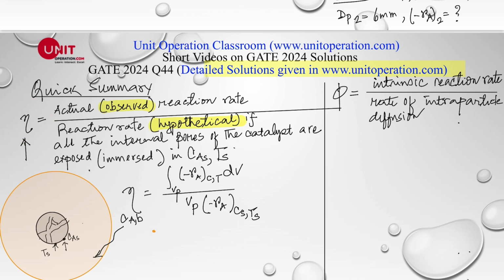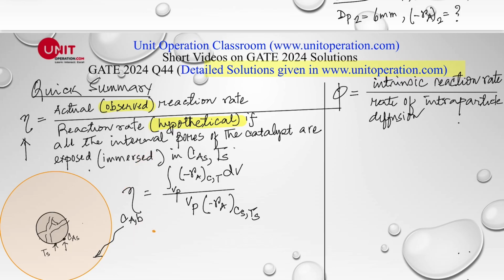Here, we integrate the rate of reaction at the concentration and temperature at different points, multiplied by dV, the volume of the catalyst, divided by the actual volume of the catalyst, and this is the rate of reaction at CAS and TS. So that's the formal definition of the effectiveness factor.